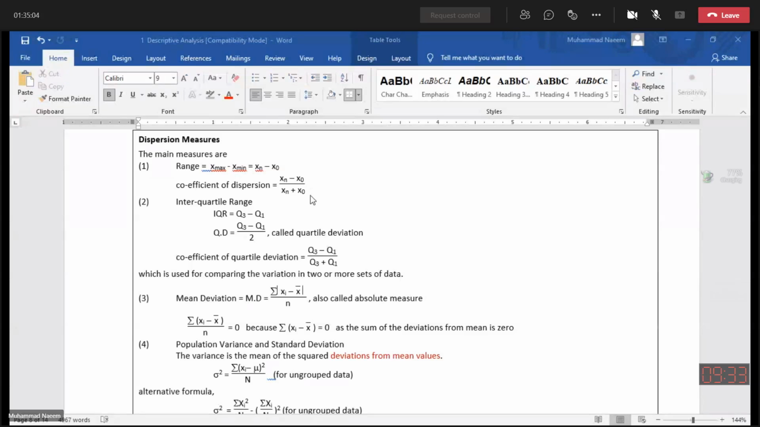Interquartile range is Q3 minus Q1, used when we need to discuss the middle 50 values of the data. Again, we have a coefficient of quartile. Before this coefficient, we have quartile deviation, Q3 minus Q1 divided by 2. The coefficient of quartile deviation is again for the comparison of two sets of data or more than two sets of data.